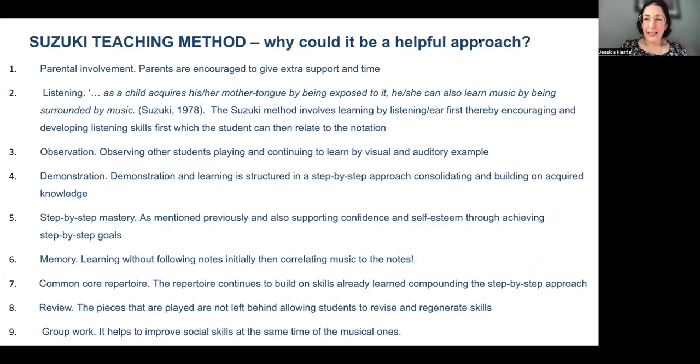Thinking about some fantastic multisensory approaches to learning that have been developed, some fantastic systems, we think about Suzuki, being one method. And this is why the Suzuki method could be really beneficial for our neurodivergent learners. The Suzuki teaching method includes parental involvement, so parents are encouraged to give extra support and time. The Suzuki method begins by listening. Suzuki said that as a child acquires his or her mother tongue by being exposed to it, he or she can also learn music by being surrounded by music.